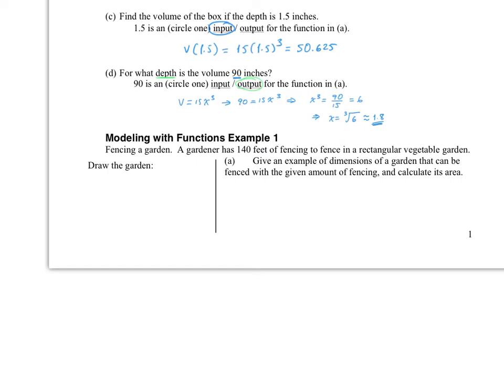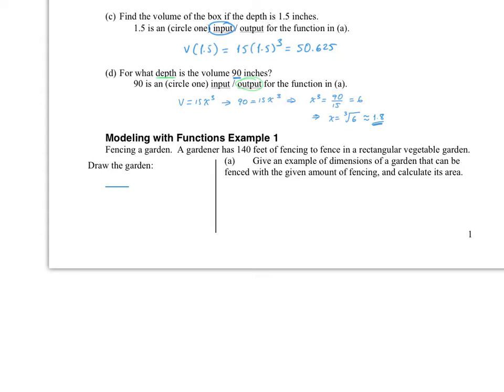All right, let's try the next example. So here, a gardener has 140 feet of fencing, and he wants to make a rectangular garden to put vegetables in.